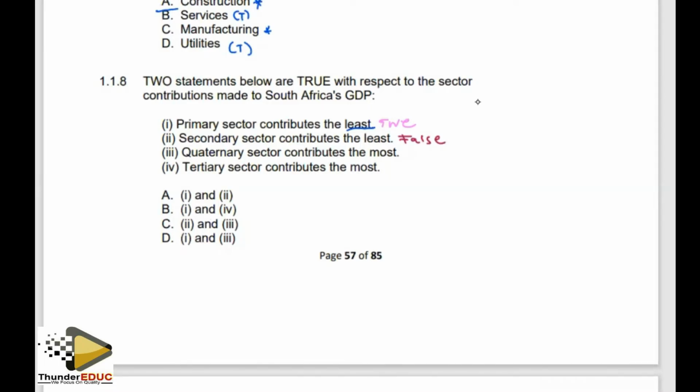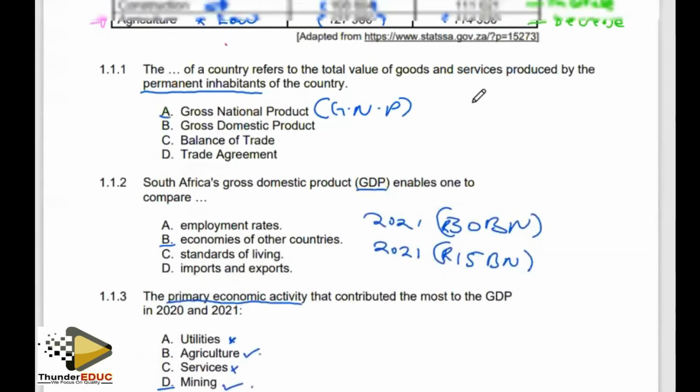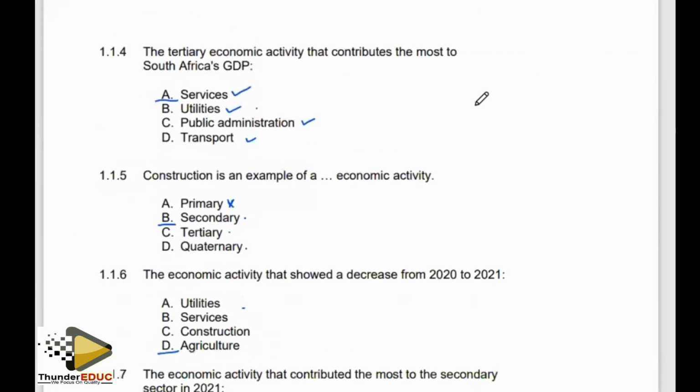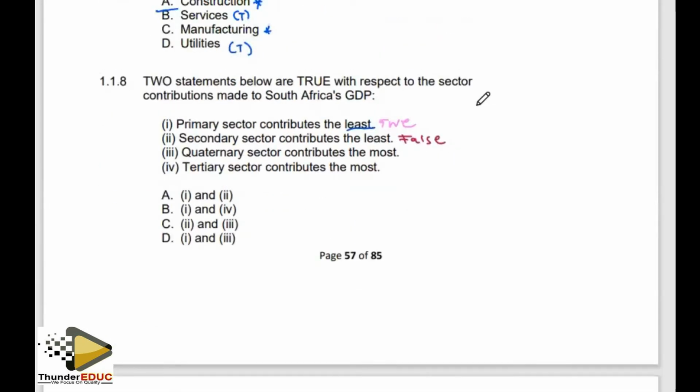Let's check on the quaternary sector. They say it contributes the most. In our table, if we check, we don't have any activity that falls under the quaternary sector. So this is primary, secondary, primary, tertiary. Okay, which means statement number 3 is false as well.